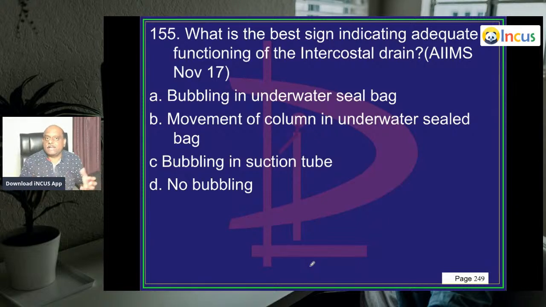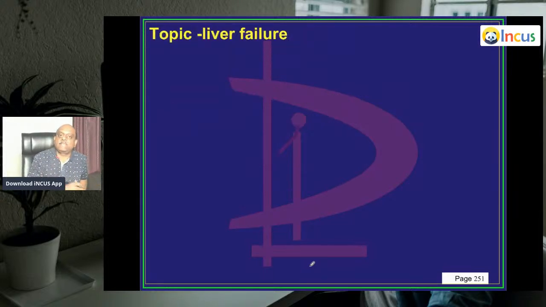So what indicates that it is a functioning intercostal drainage? You look at the column of the underwater sealed bag, you can see the movement of the water because of the breathing. That is a sign of adequate function of the intercostal drainage tube.